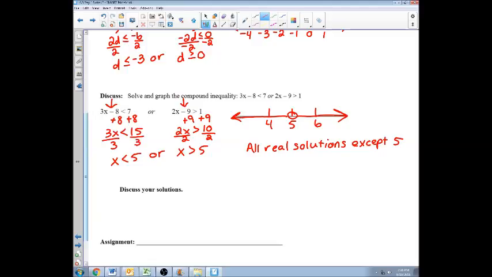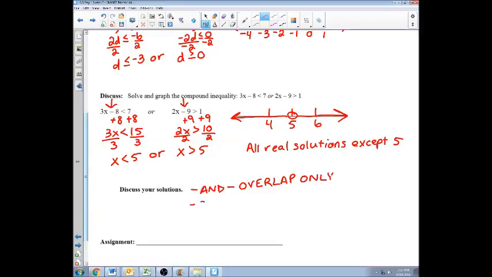Now we need to discuss what happens in our solutions. So if I have an AND problem, it's only the solutions that overlap. So it's the overlap. Oh, I'm sorry. It is the overlap only are my solutions.